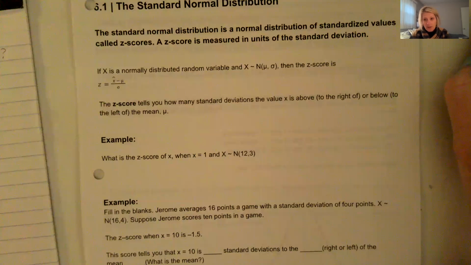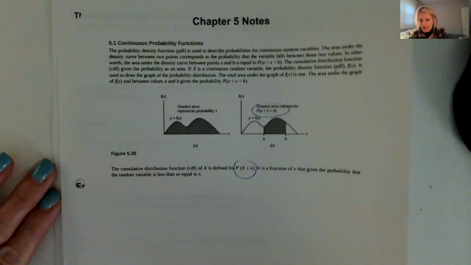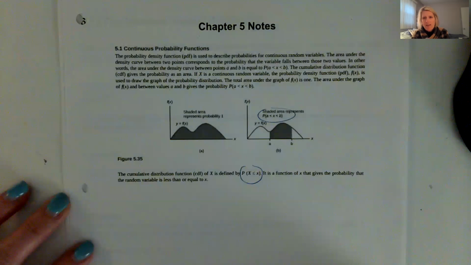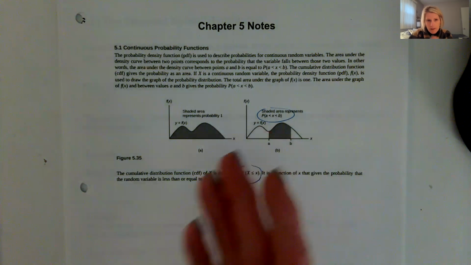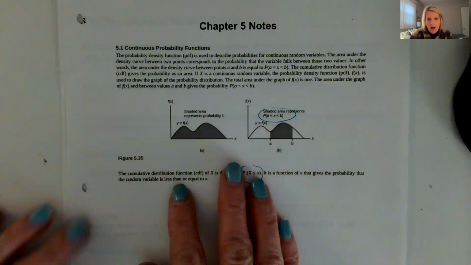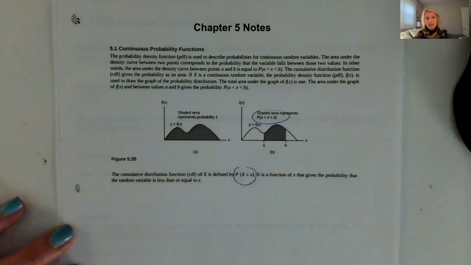Chapter 5 is actually just a little intro into chapter 6. If you go into chapter 5 and look, they cover several distributions that we are not going to work with this semester. We're going to move into continuous probability functions. And we're going to use a particular one.